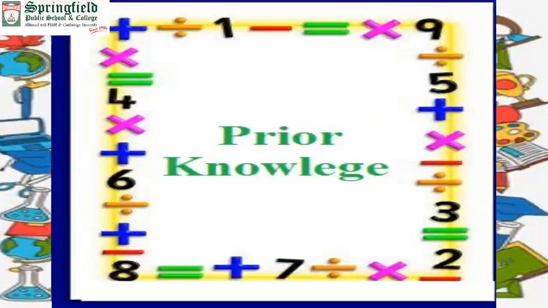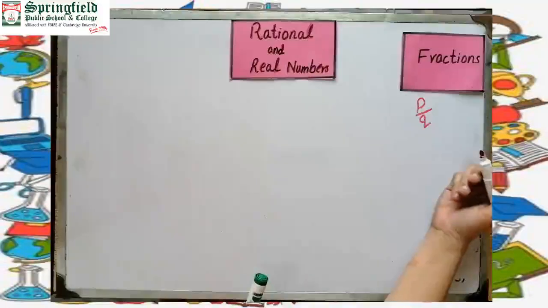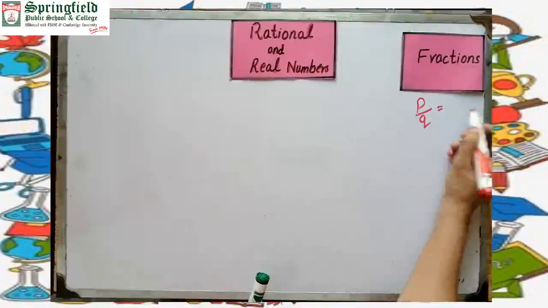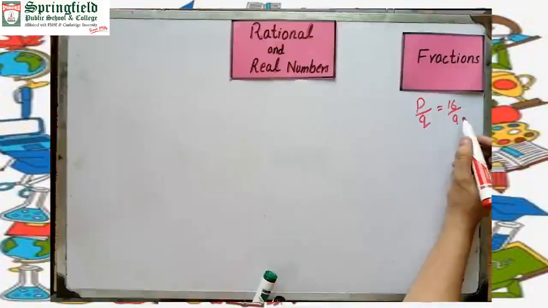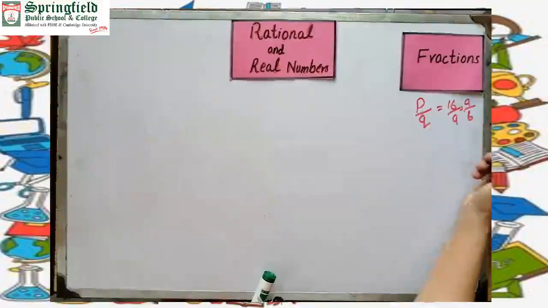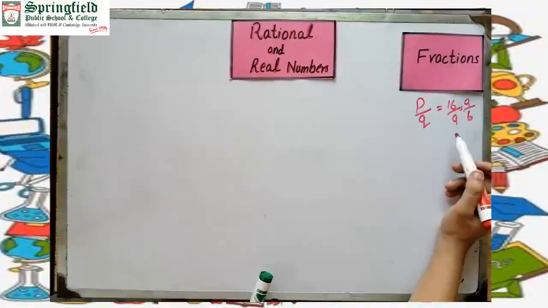Okay beta, do you have any idea about fractions? A number that is in P by Q form is called a fraction. Let a number be 16 by 9 or 9 by 6. These numbers are called fraction numbers.